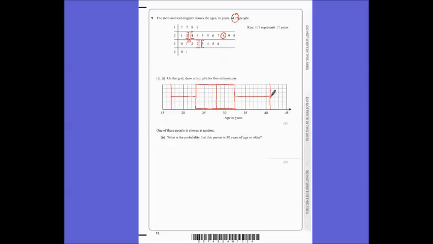It says, one of these people is chosen at random. What is the probability that the person is 30 years or older? So we can go back to our stem and leaf diagram. There's a 30-year-old, so 1, 2, 3, 4, 5, 6, 7, 8, 9, 10 of these people were 30 or older, and there are 25 altogether. Now it doesn't ask for it in its simplest form, but I always like to do it as a good habit. That would be 2/5.